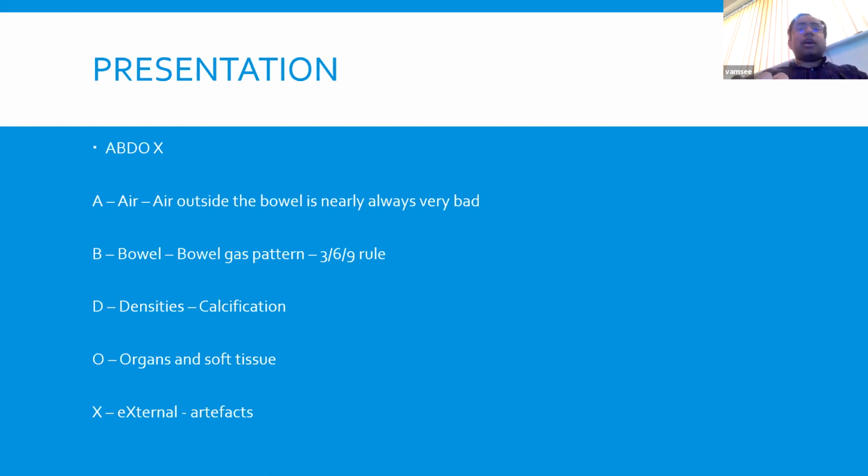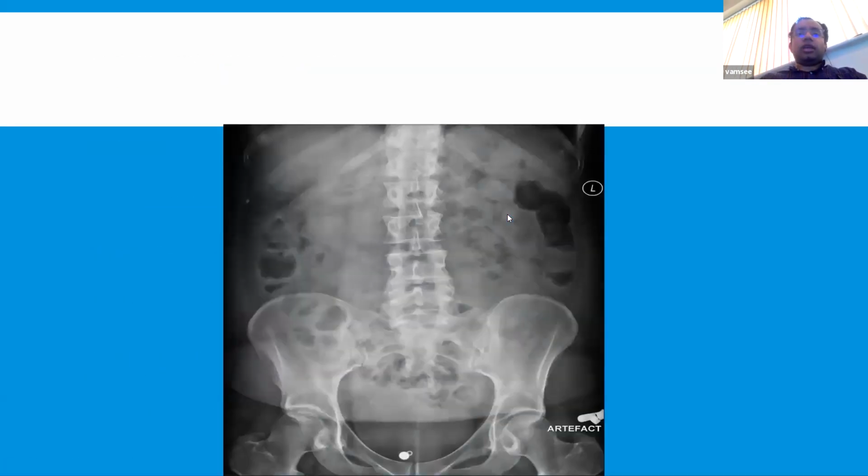Right. So going to the pattern, you've got your air outside the diaphragm, which is bad. Bowel gas pattern, I'll go through this in detail. Densities and calcifications, I've not gone through in too much detail here, but we can talk about that if people want. Soft tissues and organs and external artifacts, which are obvious whenever you see them, so usually radio opaque. Right, let's go through the cases.